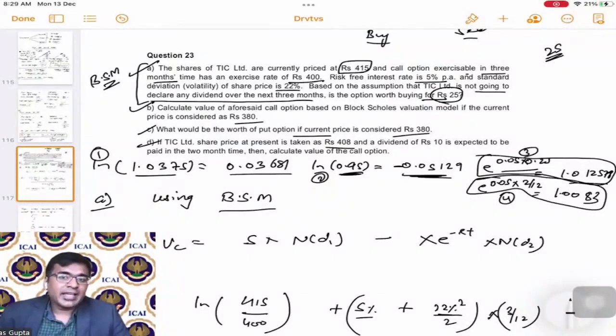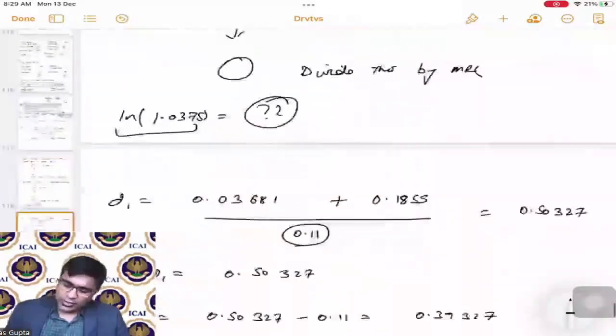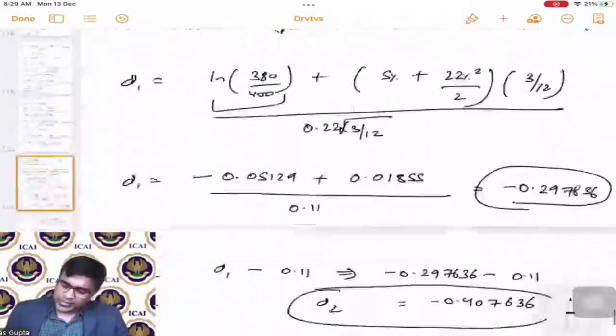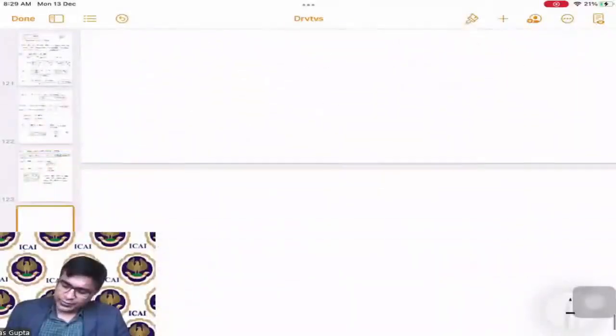So the spot price is taken as 408 and a dividend of rupees 10 is expected to be paid in 2 months time. That means, what is the time limit for the option? It is 3 months. Within 3 months, if there is a dividend, that has to be adjusted in the spot price. Now the fourth part is testing you on the dividend adjustment, and the dividend has to be paid in 2 months time, then calculate the value of call option. So students, it is again very easy only.